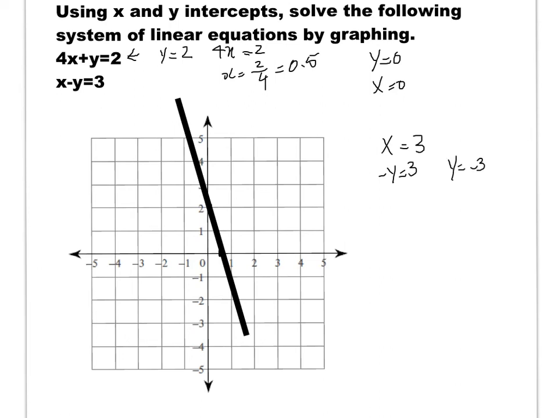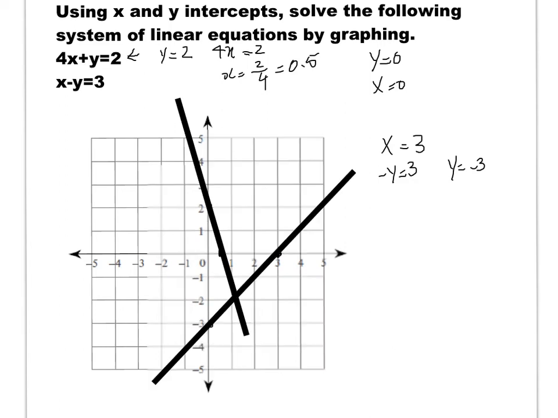So I'm going to plot these 2 points. x equal to 3 is this point, and y equal to negative 3 is this point. And then I'm going to draw the line going through these 2 points. The line is drawn, and by investigation you can see that the point of intersection is right there, which has the coordinate of 1 and negative 2.